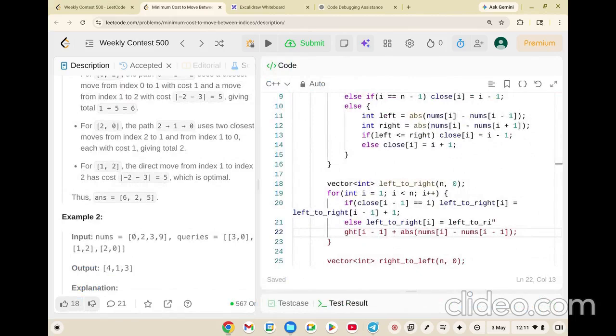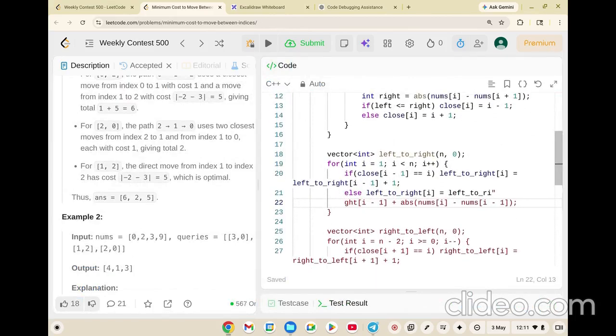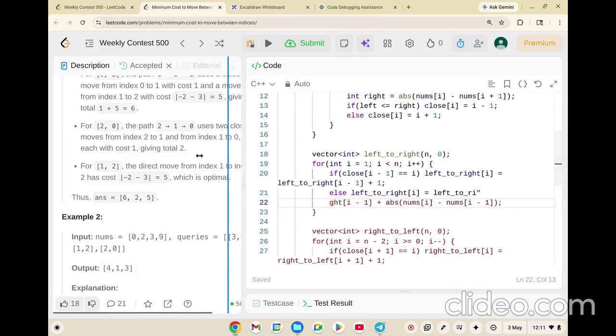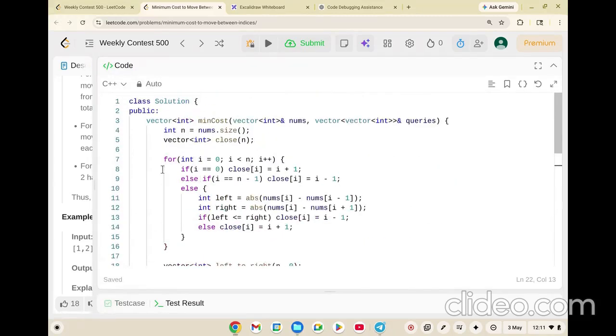Now let's look at the code. I hope I made you understand why we were using two vectors, what was the significance of using two vectors, and how we calculated the sum of the value in big O of 1. Now let's look at the code.